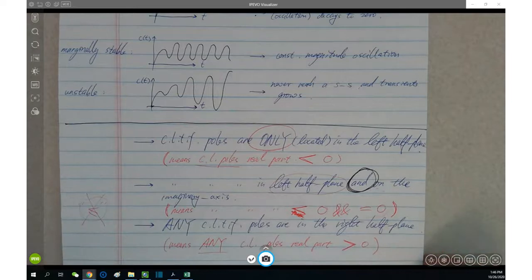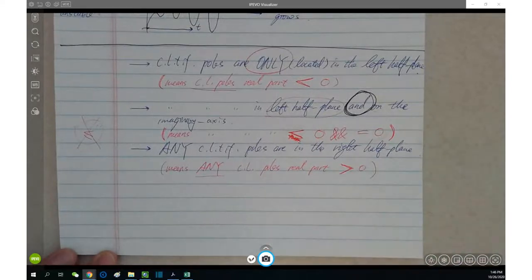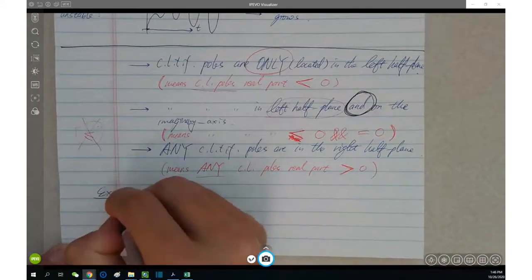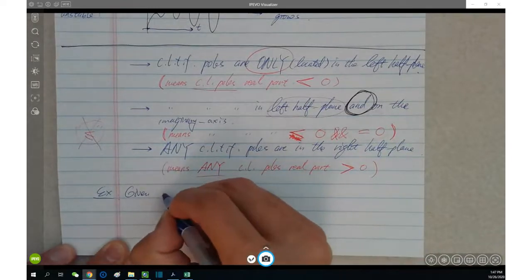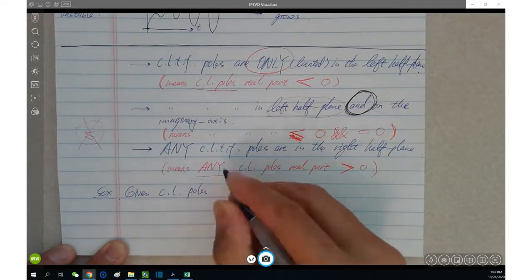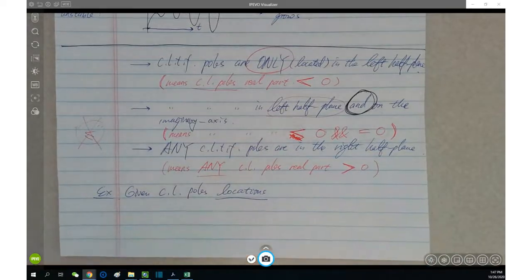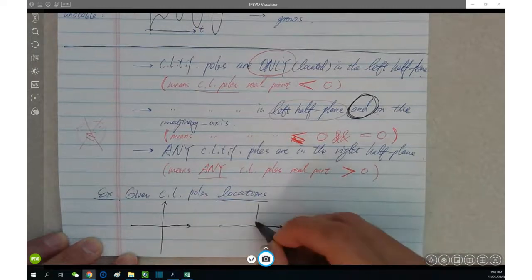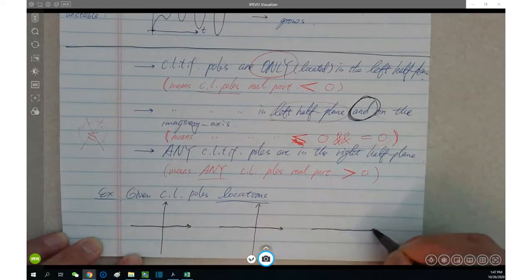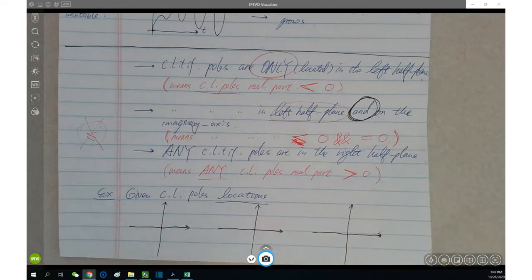And further, since this is a good concern, let's just take a look at an example. Given closed loop poles location. What does it mean by closed loop poles location? That means in this graph, we are seeing a bunch of crosses. So pretty much you're labeling all of the closed loop poles into the S-plane. Okay, that is called locations.